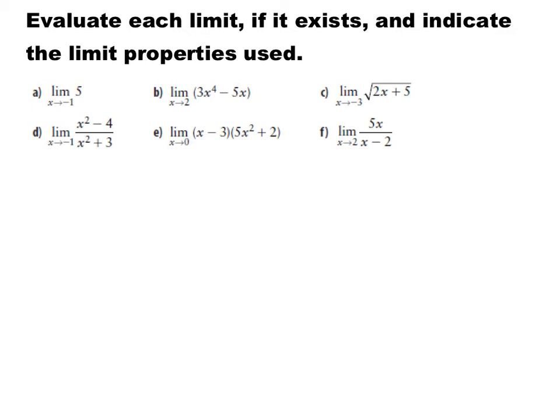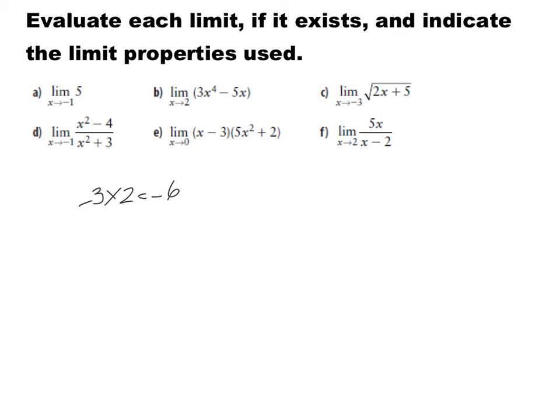The next one is e, which is the limit as x goes to 0 of x minus 3 times 5x squared plus 2. The function is not under a square root and has no denominator, so we simply substitute x equal to 0 in the expression. We get 0 minus 3, which gives us negative 3, and 5 times 0 squared is 0, plus 2 is 2, times negative 3 is negative 6.